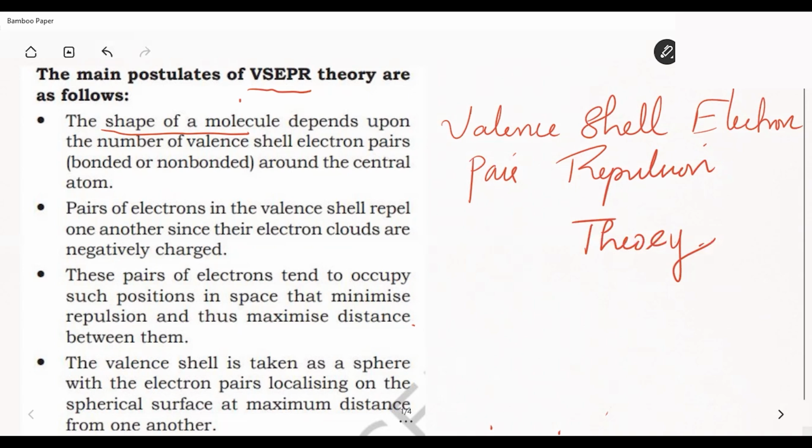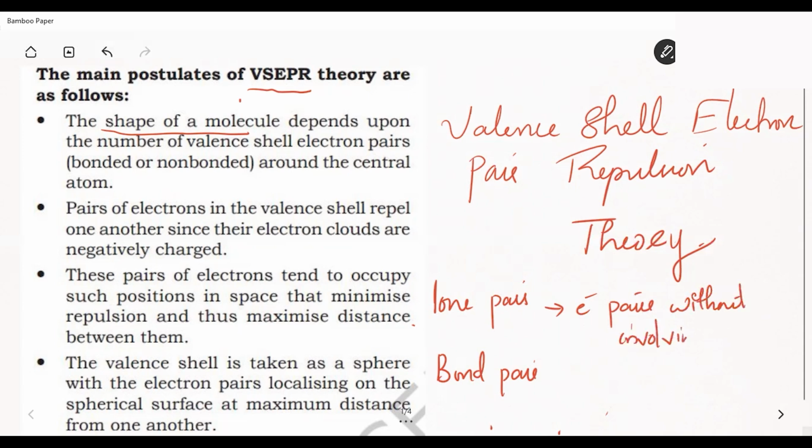So these are the main postulates, and you have to understand two main things: lone pair and bond pair. These are two new words here. Lone pairs are electron pairs not involved in bonding. They are not taking part in bonding; they are sitting very freely. And a bond pair is an electron pair that is involved in bonding. That is the only difference.